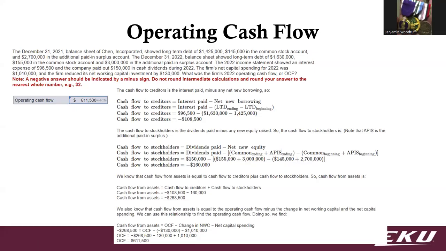This first problem is calculating the operating cash flow. I will give you a moment. You can just pause the video and read through the problem there.